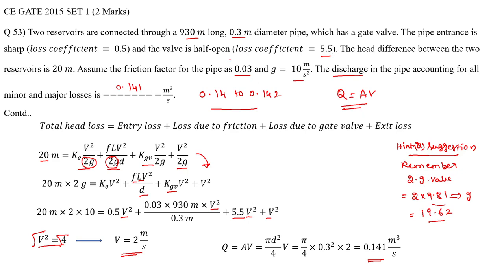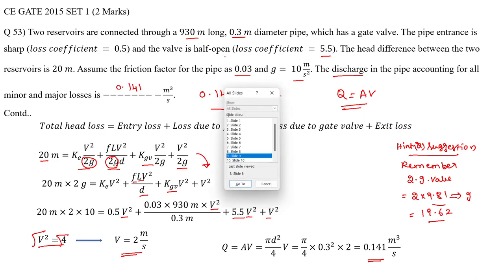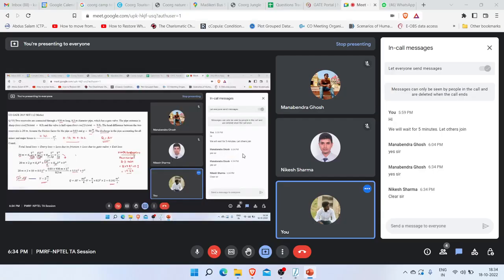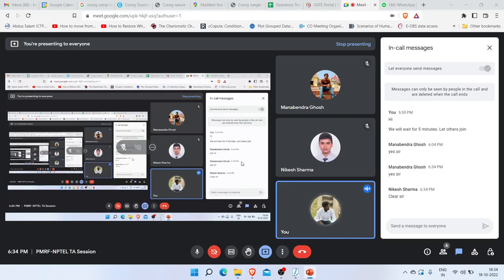Okay, so is it clear? Is it clear, or did I make you more confused? Did I confuse you? Yes, sir. Nikesh or Ghosh, is it clear? Yeah, thank you. So let's move to the next question.